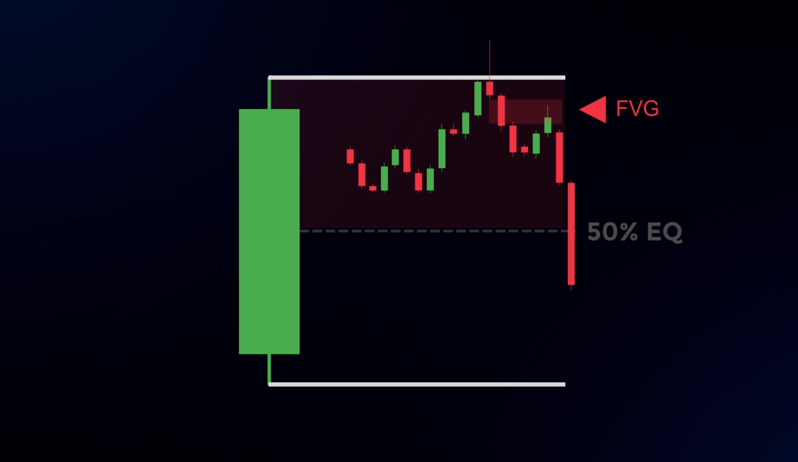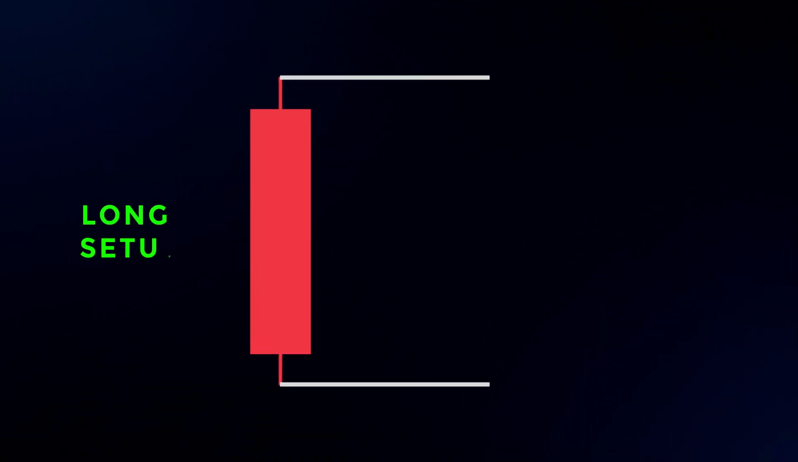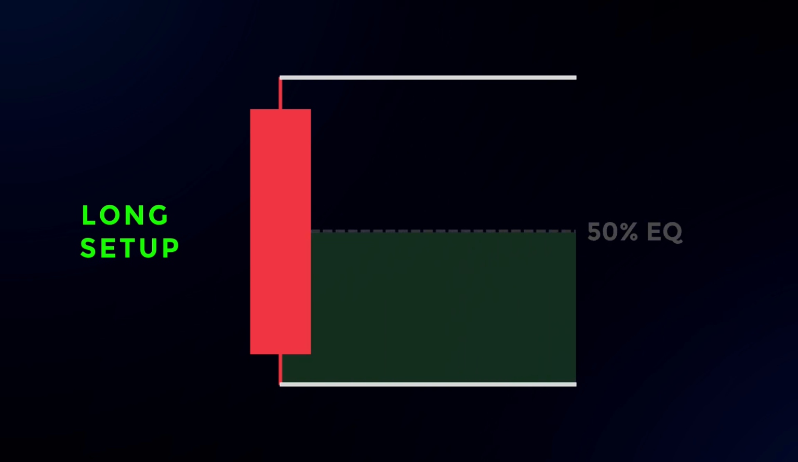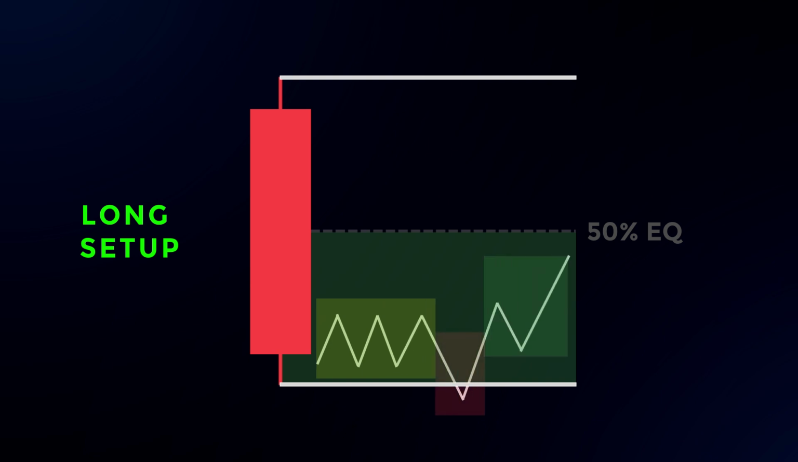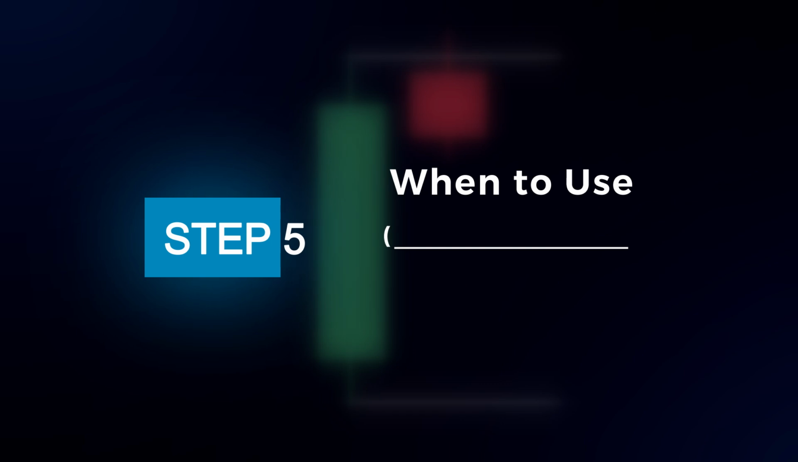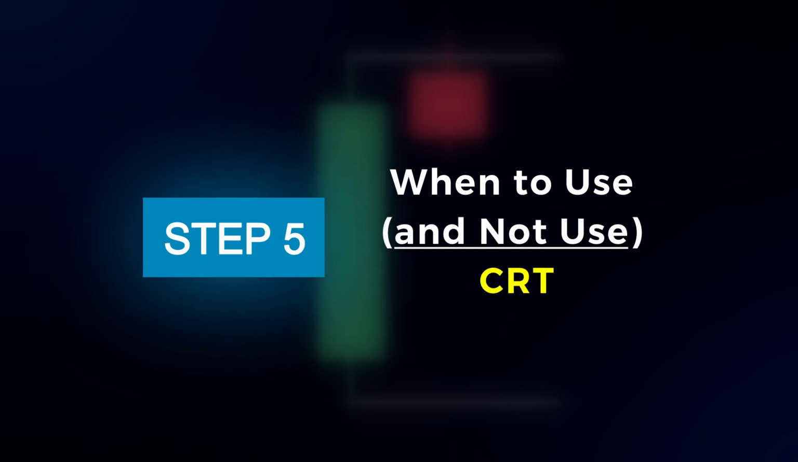On the other hand, if we're using a bearish candle for the CRT range, we'd be looking for a long entry. This means you'd want to find bullish setups within the equilibrium level, which is anywhere below the 50% equilibrium of the range. This approach ensures you achieve the best risk to reward for your trades. Finally, step 5, understanding when to use and, crucially, when not to use CRT.